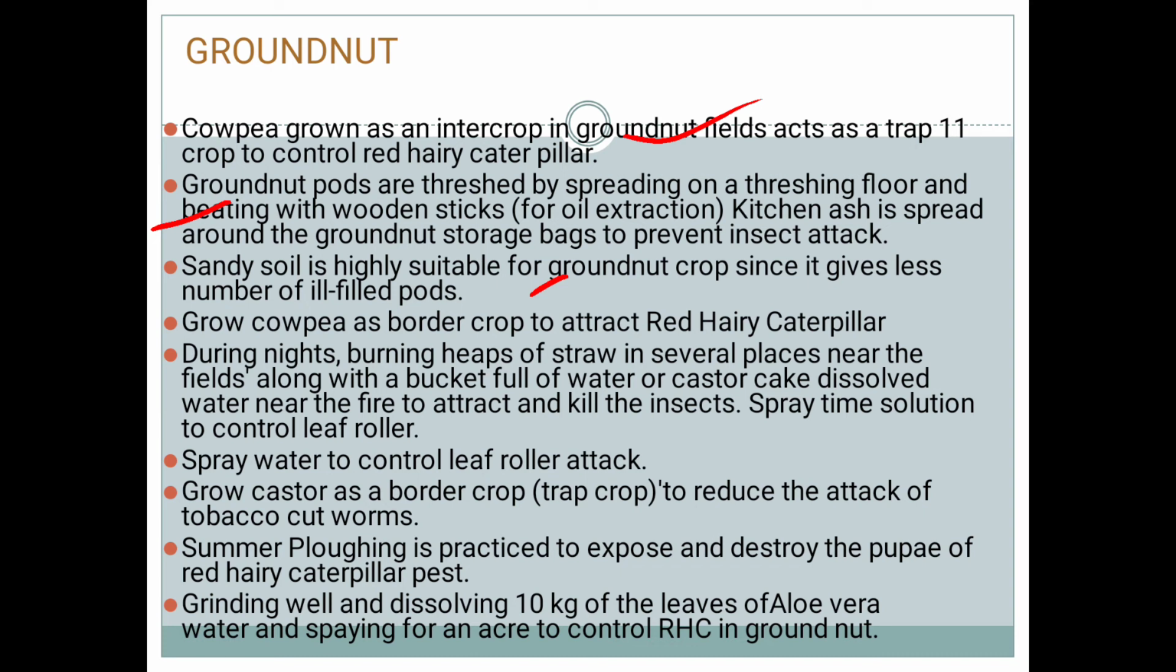Sandy soil is highly suitable for a groundnut crop since it gives fewer ill-filled pods. Grow cowpea as a border crop to attract the red hairy caterpillar. During the night, burn heaps of straw in several places near the fields, along with buckets full of water or castor cake dissolved in water near the fire, to attract and kill the insects. Lime solution is used to control the leaf roller. Spray water to control the leaf roller attack. Grow castor as a border crop. Reduce the tobacco cutworm. Summer plowing is practiced to expose and destroy the pupa of the red hairy caterpillar pest.